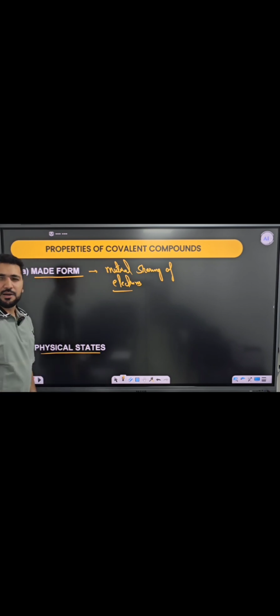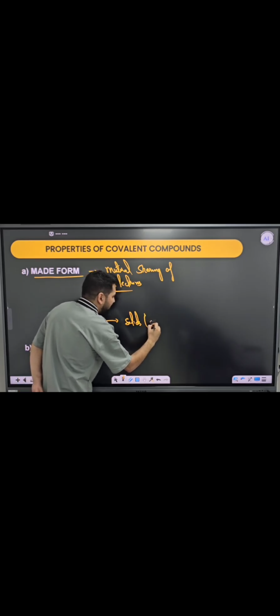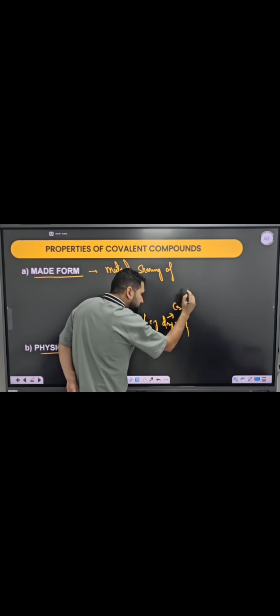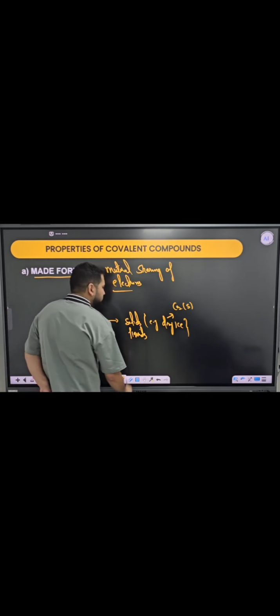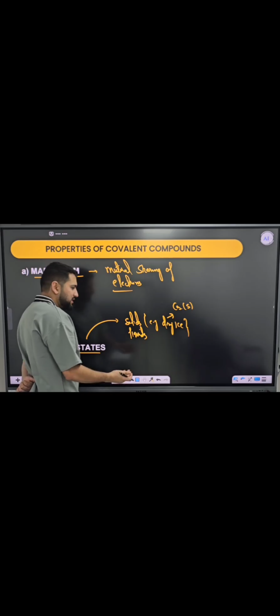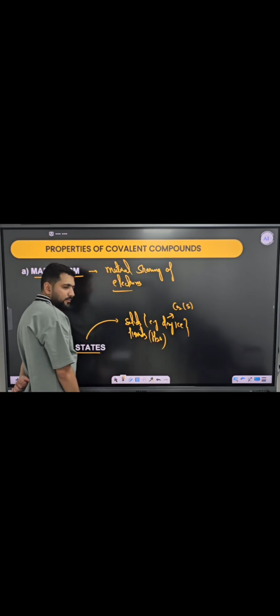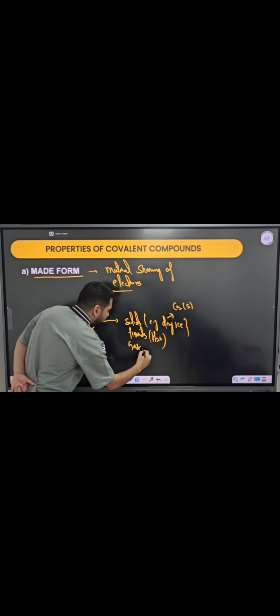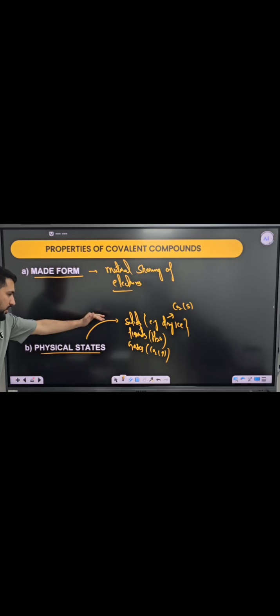What can be the physical state of covalent compounds? Guys, let me tell you, they can be solids. One example is dry ice. What is dry ice? It is CO2 in the solid form. Clear? They can be liquids, for example, H2O. And they can be in the gaseous form, for example, CO2 in the gaseous form. So their physical state can be solid, liquid or gas.